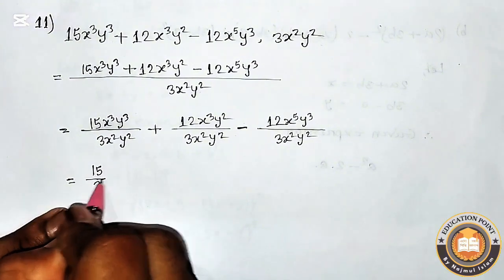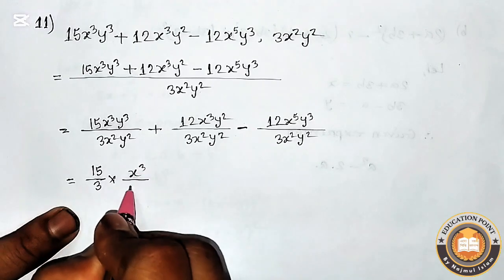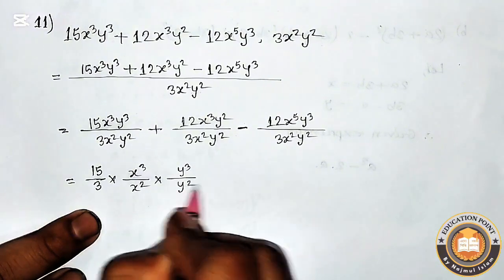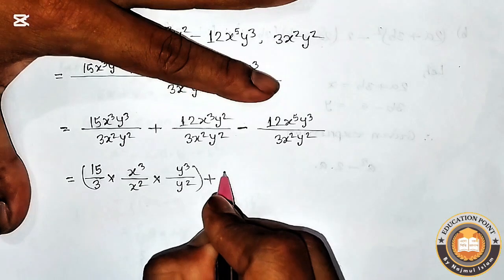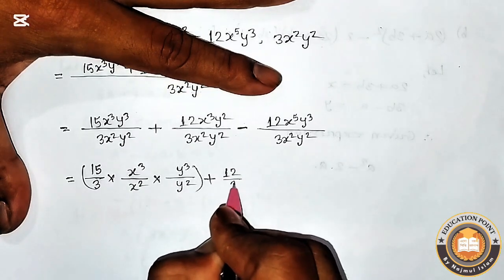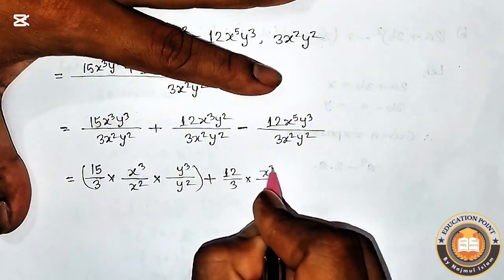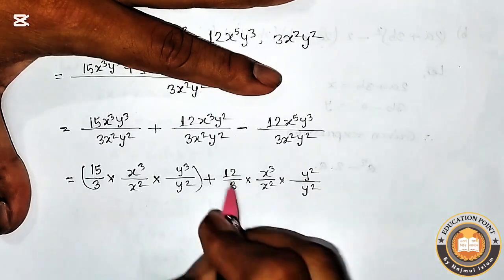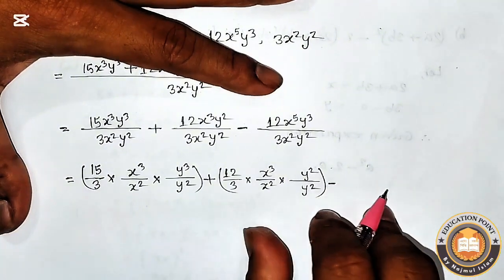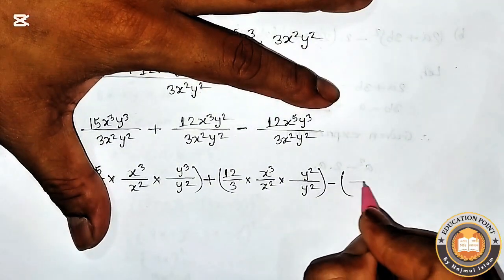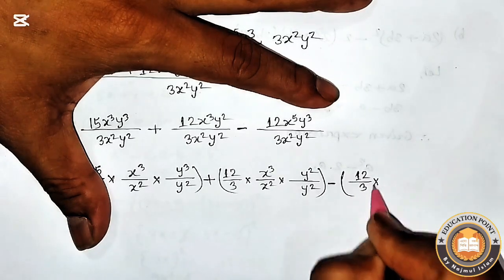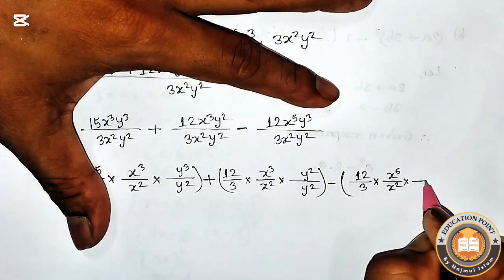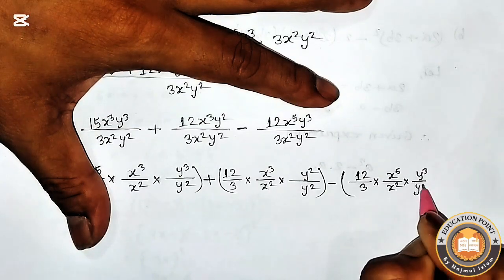15 divided by 3 into x cube divided by x square into y cube divided by y square, plus 12 divided by 3 into x cube divided by x square into y square divided by y square, minus 12 divided by 3 into x to the power 5 divided by x square into y cube divided by y square.